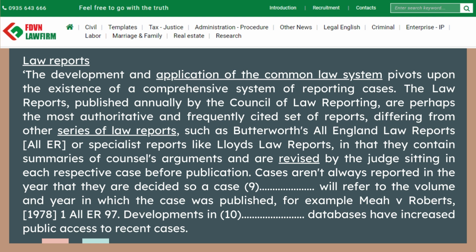Cases aren't always reported in the year that they are decided, so a case citation will refer to the volume and year in which the case was published, for example Mia v. Roberts, 1978, 1 All ER 97. Developments in electronic databases have increased public access to recent cases.